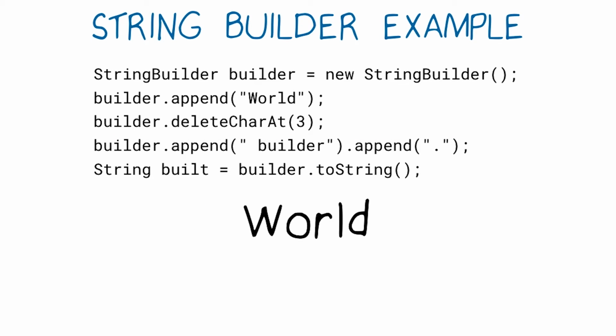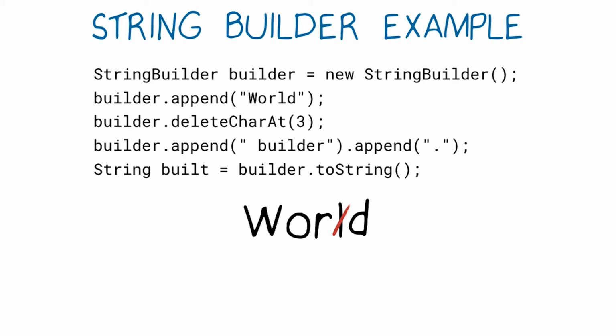Okay, so let's look at the code for how to use the string builder class. We can declare and instantiate a new string builder as usual, and then proceed to put the word world, spelled W-O-R-L-D, into the builder using the append method. Now the string builder is currently holding the sequence of characters that spells world.